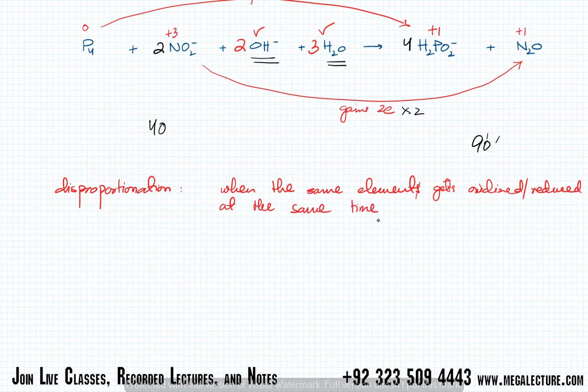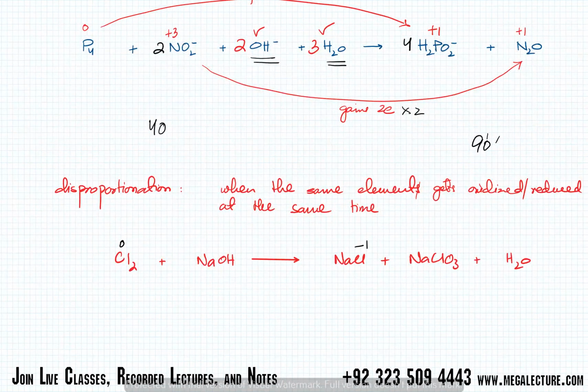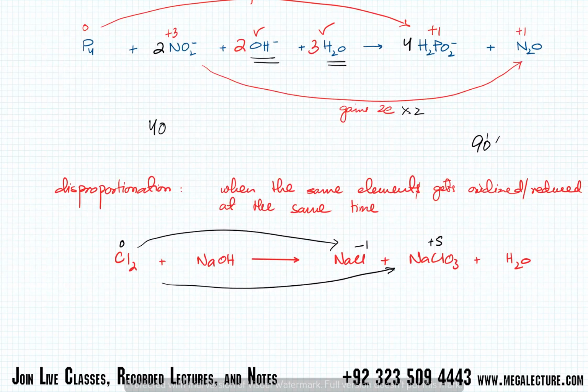ठीक है, in group 17 you were supposed to remember one of the equations, which was this one: Cl2 reacting with NaOH, and if it reacted with hot NaOH, then it would produce NaCl and NaClO3 plus H2O. To balance this equation, you balance it the same way. Cl has an oxidation state of 0. In NaCl, Cl has an oxidation state of -1. In NaClO3, it has an oxidation state of +5. So basically, Cl is going from 0 to -1, and at the same time, it's going from 0 to +5.